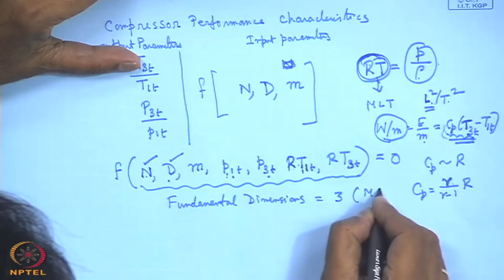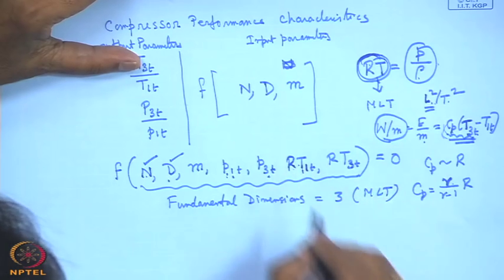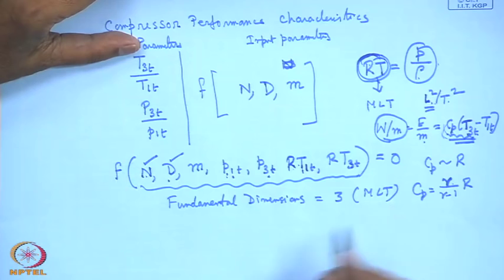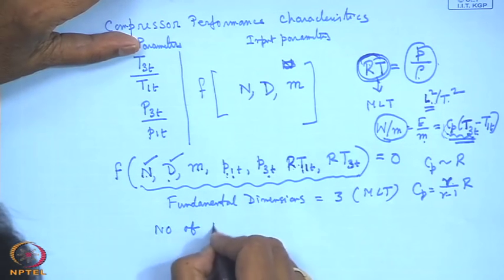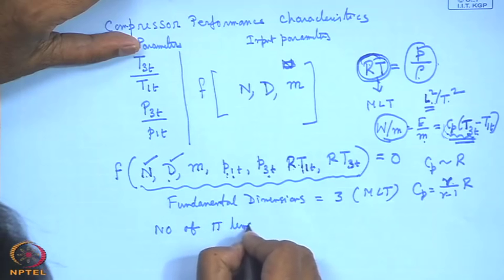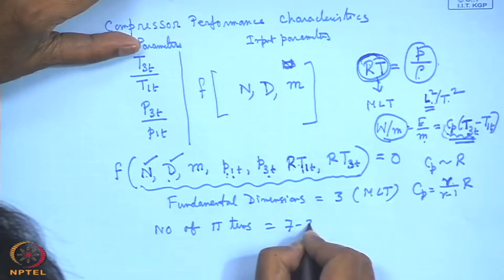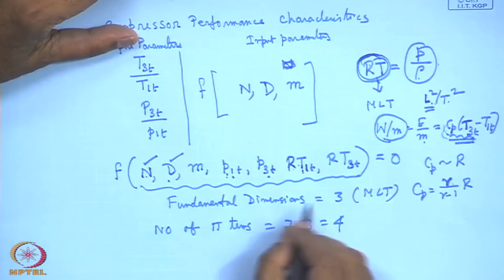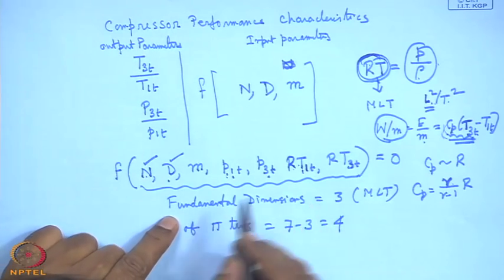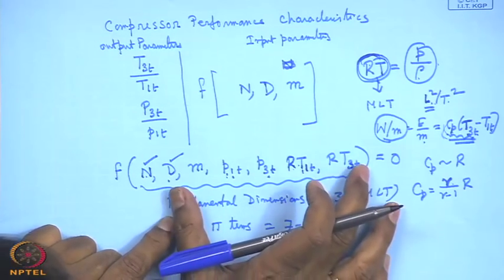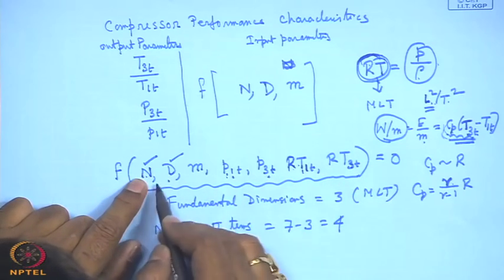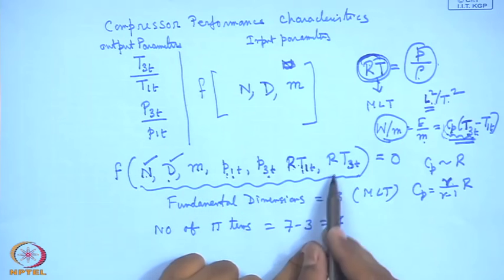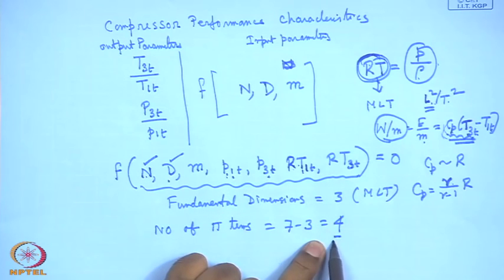That is MLT, since we have considered the product RT. So, therefore, by Buckingham's pi theorem, the number of pi terms will be 7 minus 3, 4. Why are you doing this dimensional analysis by applying Buckingham's pi theorem? Because we want to express this relation in terms of non-dimensional variables rather than dimensional variables, which will reduce the number from 7 to 4.